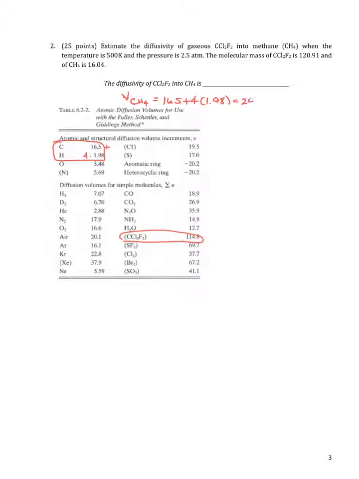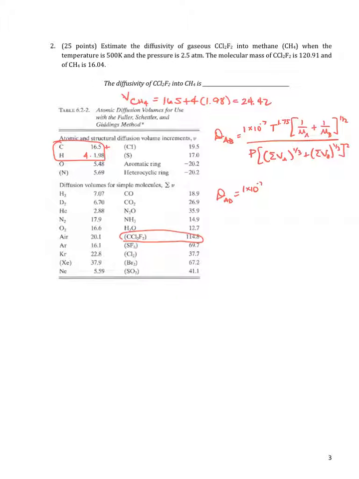or 24.42. And the formula for diffusivity is given here. So in this particular case, the answer will be 1 times 10 to the minus 7th. The temperature is 500 to the 1.75 power. Molecular weights were given. So the square root of that sum of reciprocals.